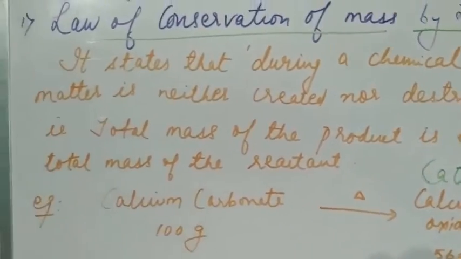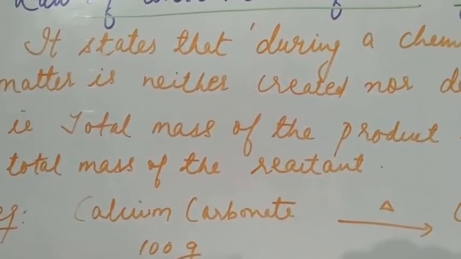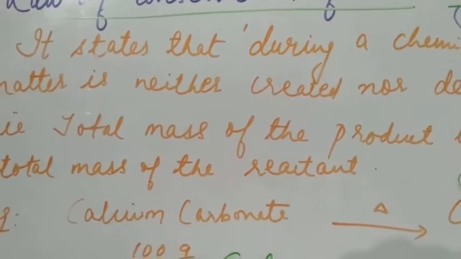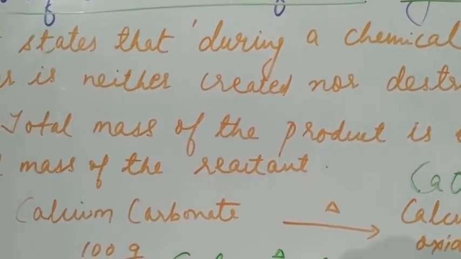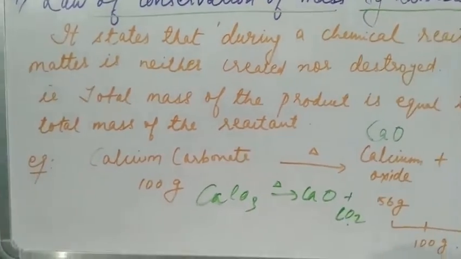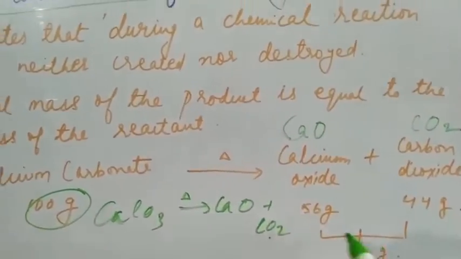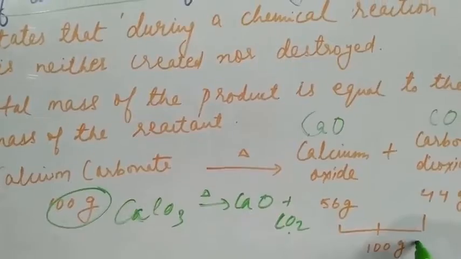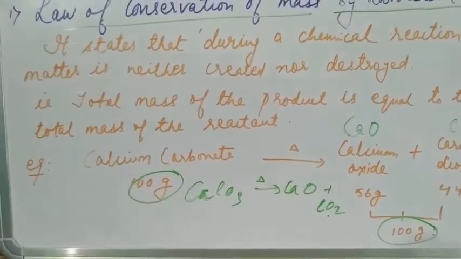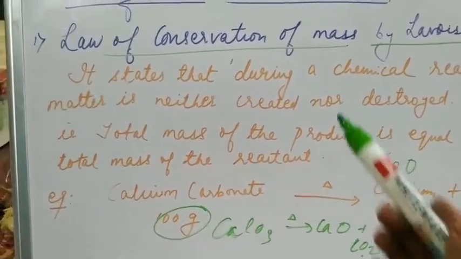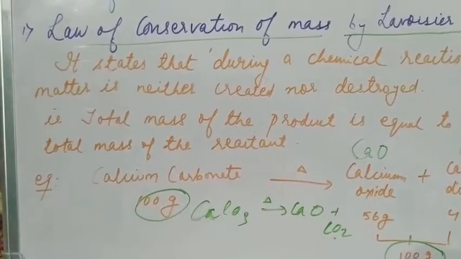So we can see from the reaction that when CaCO3 is heated, it gives calcium oxide plus carbon dioxide in the same proportion. So we see that the 100 gram of calcium carbonate was utilized during the reaction, and the mass of the product is also 100 gram. So by this we can see that the mass of the reactant and the product is the same.